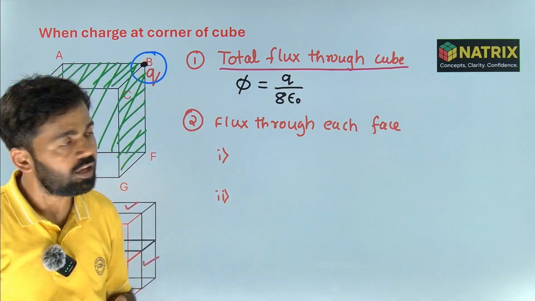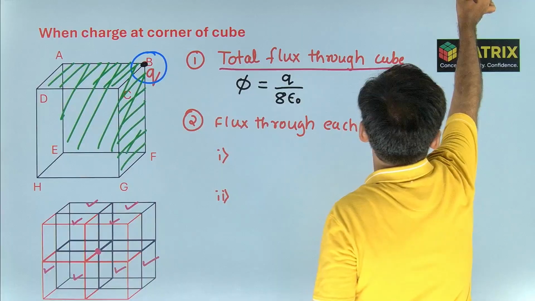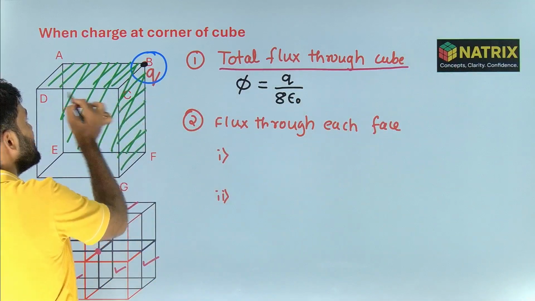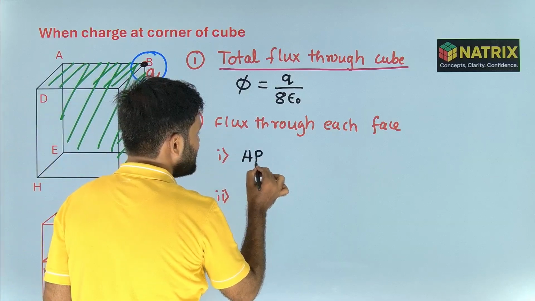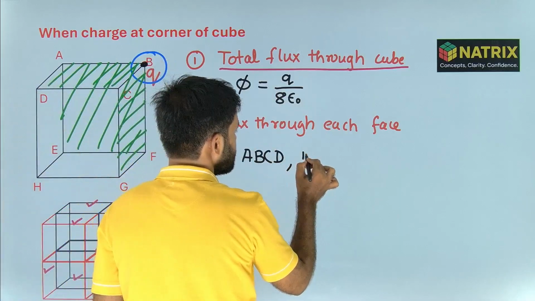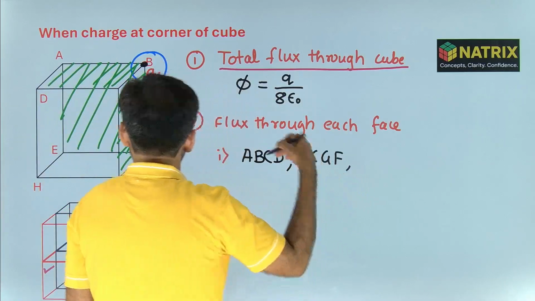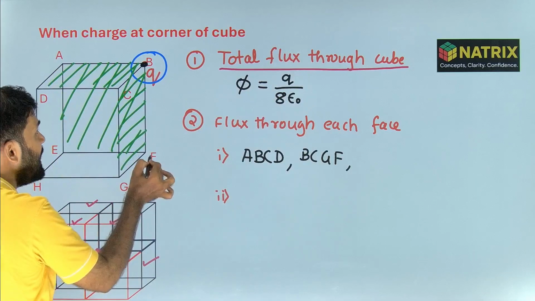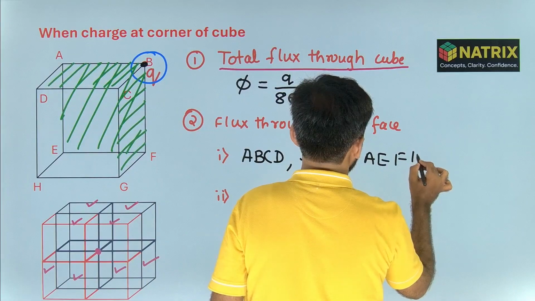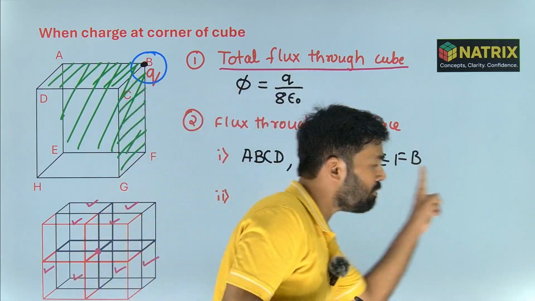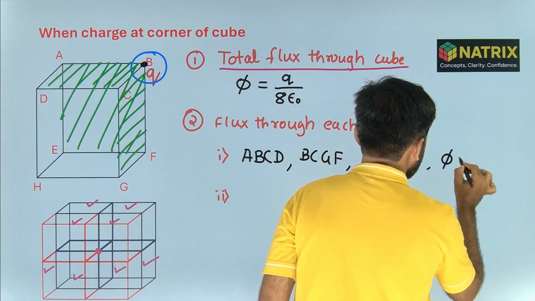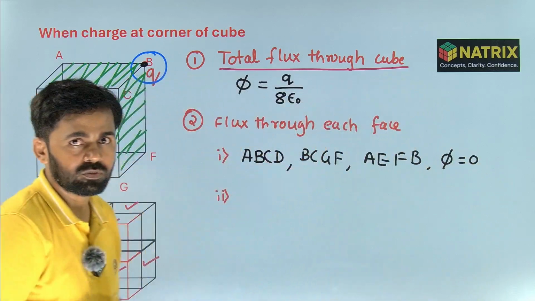These 3 faces. If you want flux through those 3 faces, for example, flux through ABCD here, or if you want flux through BCGF here, or if you want flux through AEFB here. If you want flux through any one of these faces, flux through those faces is what? 0. Why is it 0?